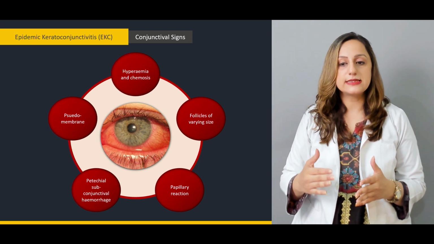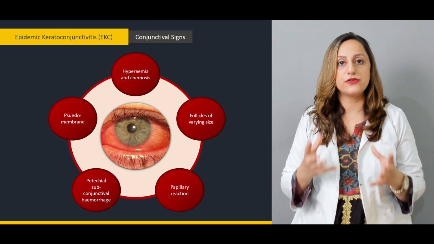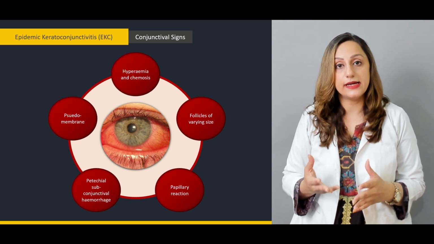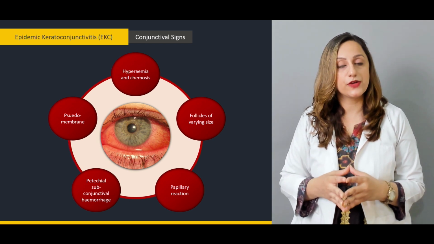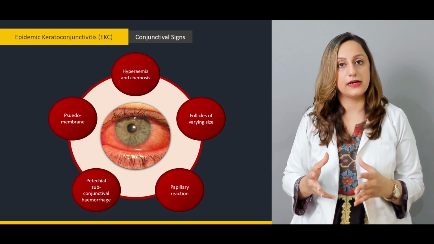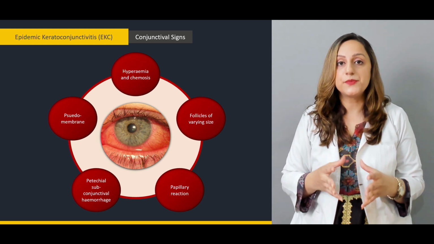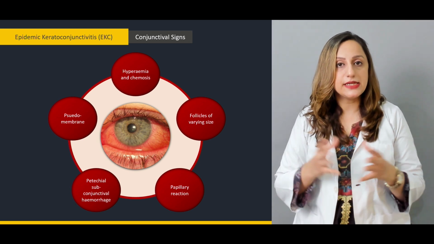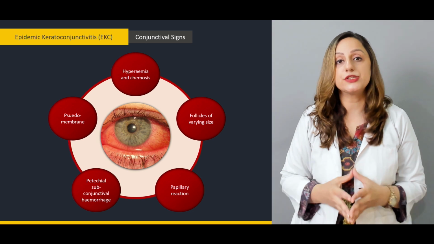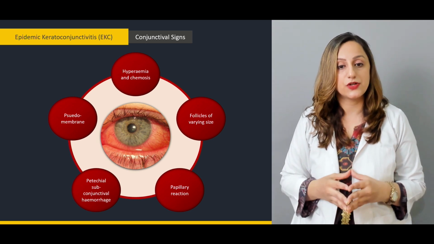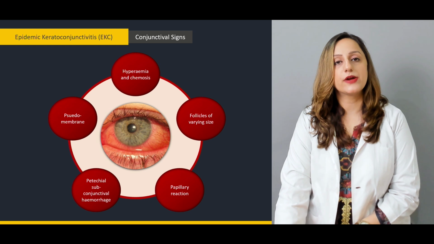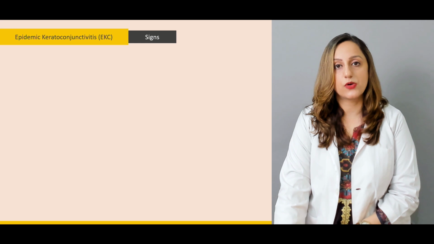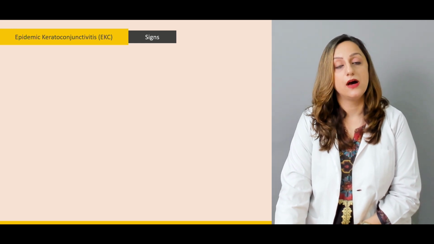So this chemosis, these follicles, the papillary reaction, can be manifested more easily when you evert the eyelid. You would be observing for these follicles and these papillae to be present on the palpebral conjunctiva. Then obviously you'd be looking for the petechial hemorrhages, which is another important presentation of viral conjunctivitis, and you'd be looking for any formation of a pseudomembrane on the conjunctiva, or it can even involve the cornea of the individual.